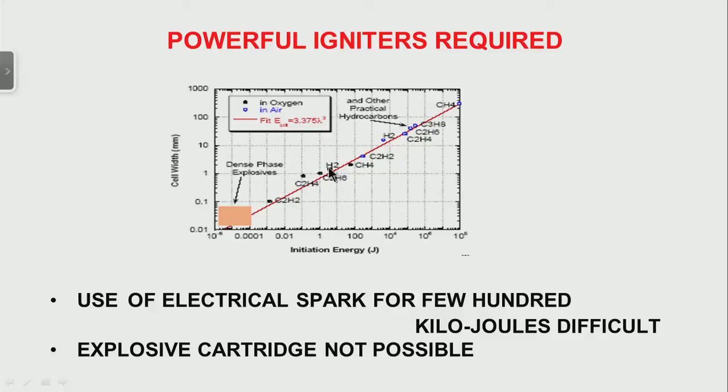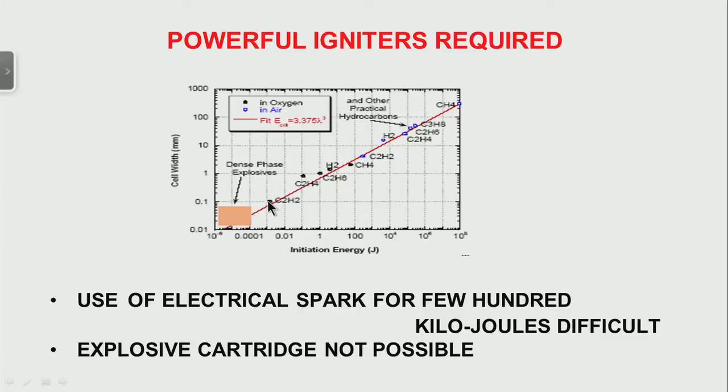Let us take a look. If I have a hydrogen-oxygen mixture, the initiation energy is of the order of some 5 or 6 joules, and the cell size is around 1 to 2 millimeters. If I take hydrogen-air mixtures, the cell size has grown to almost 12 millimeters, and the initiation energy has also gone up to almost a kilojoule.